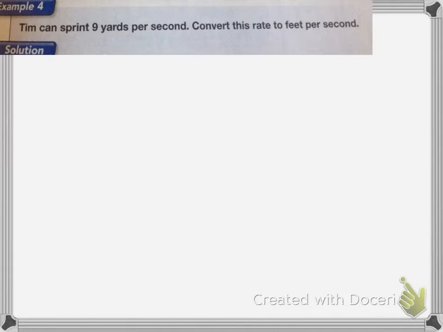On this one, Tim can sprint 9 yards per second. Convert this rate to feet per second. So first I'll write the ratio. It's 9 yards per 1 second.